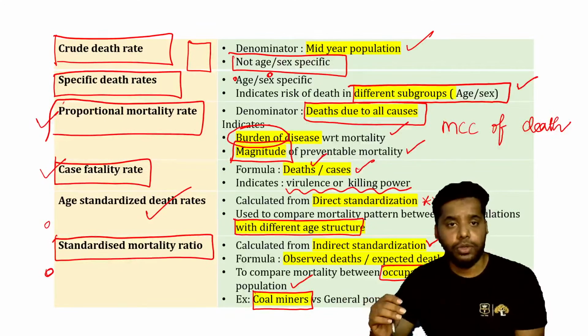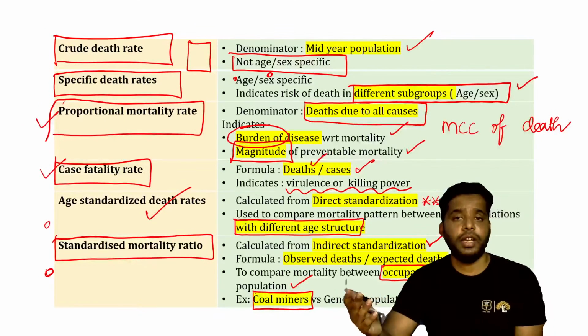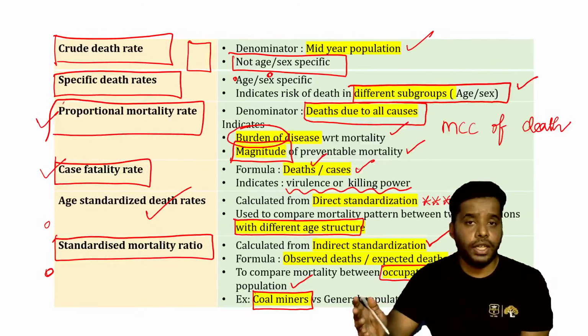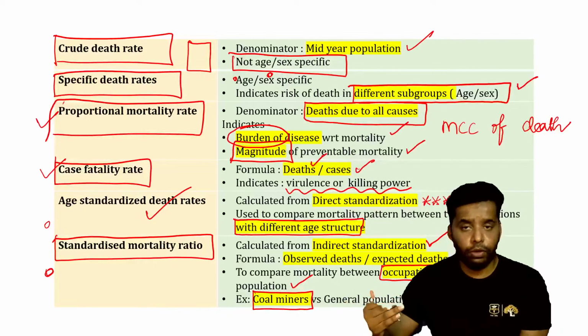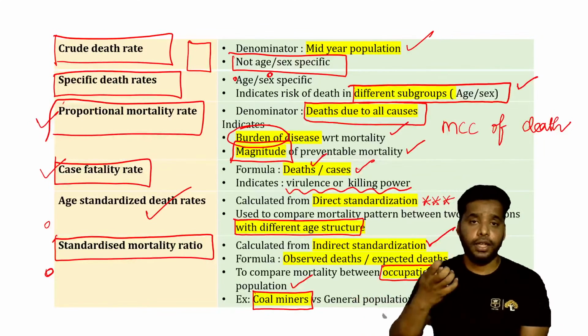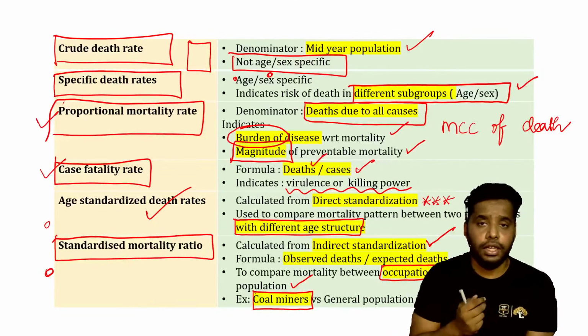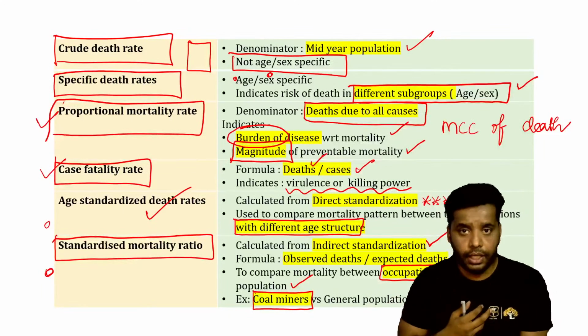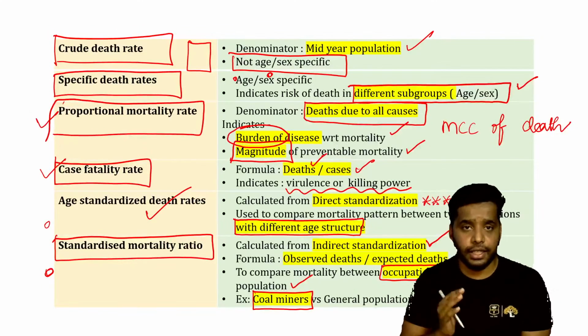asked. Observed deaths in that occupation divided by expected deaths. Observed deaths in that occupation, like coal miners, how many are dying, divided by expected deaths. Expected deaths means what will be the mortality pattern in the general population. In such a situation we are doing indirect standardization.